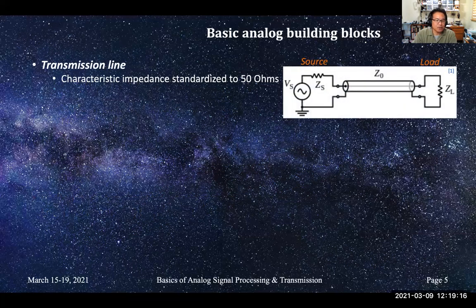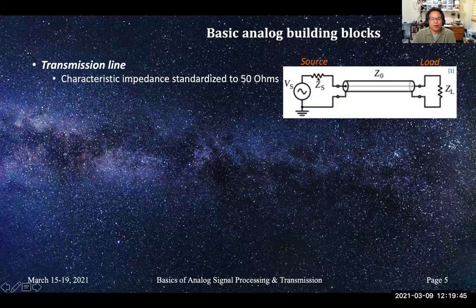So we're going to start to go through the fundamental building blocks of analog processing. We're going to start off with the transmission line. The characteristic impedance of everything that we work with in astronomy and in industry is 50 ohms, and it's a compromise between loss of cable and power handling capacity.